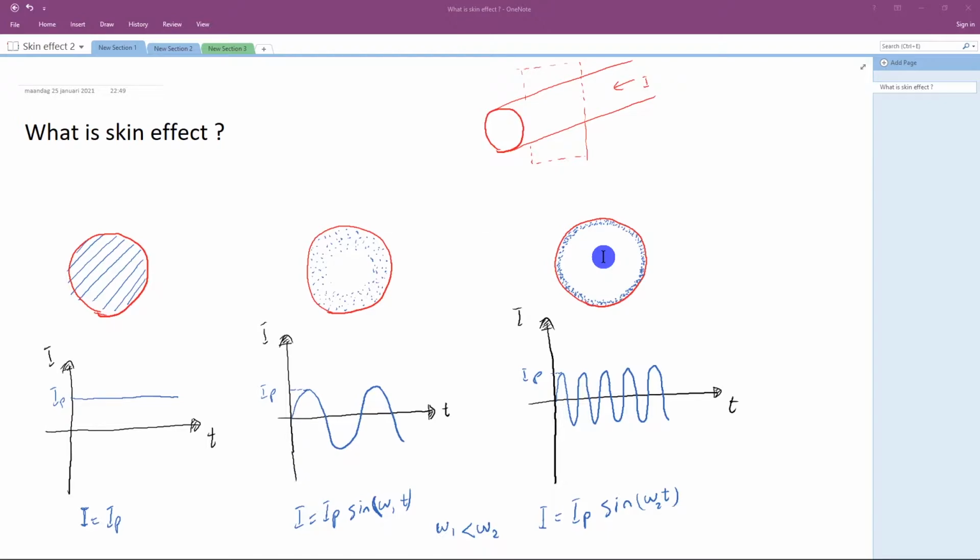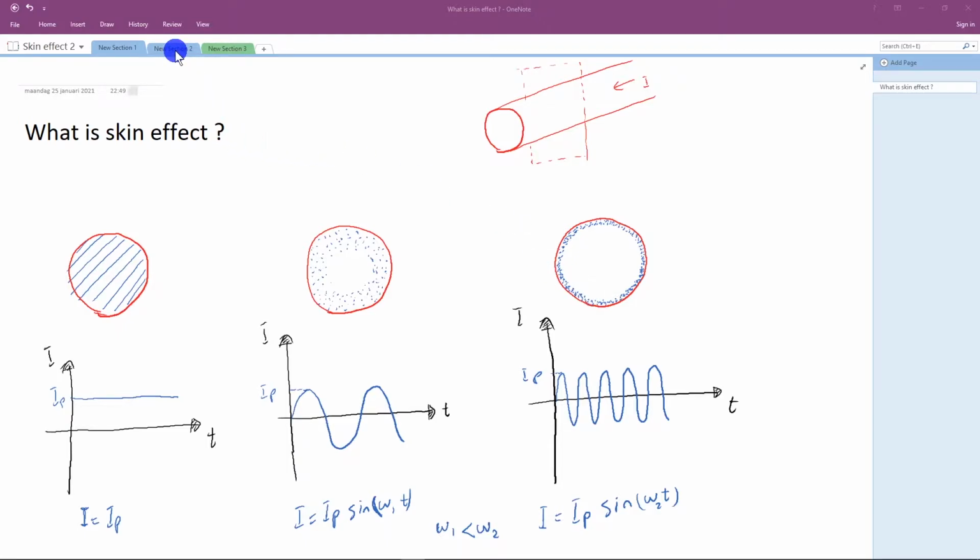Now this phenomenon is named the skin effect, which basically means that whenever we have a time varying current, the current tends to flow near to the edge of the conductor. As I mentioned, the reason why this happens, I will cover in detail in the next video.